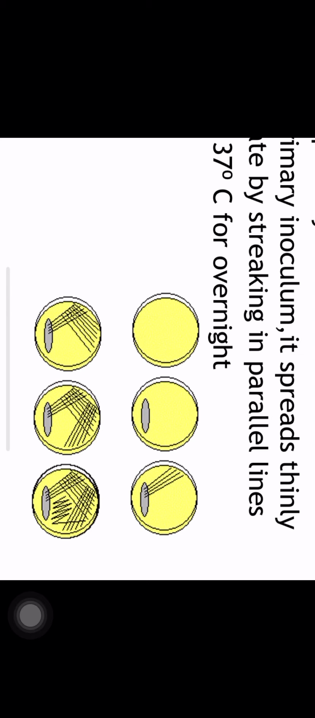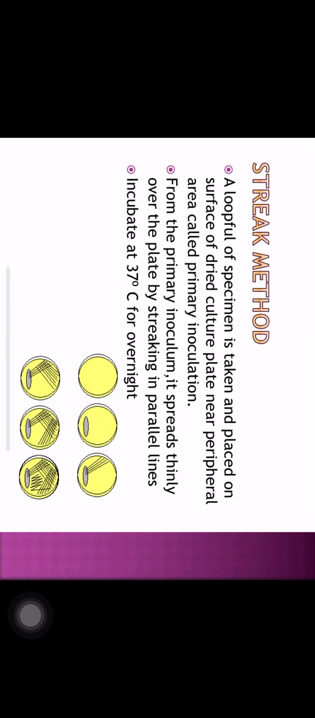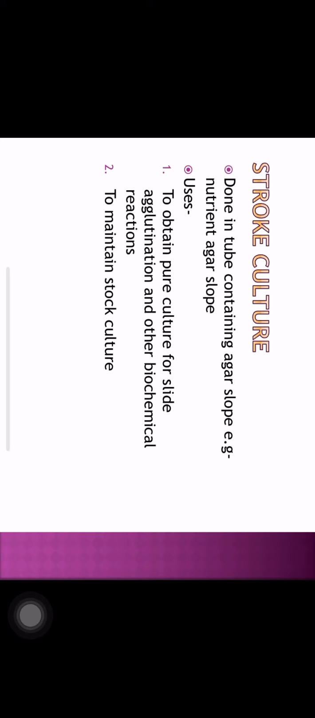So the journey begins from the well, and from the well it moves in a circular manner, and it ends up at some point where you get isolated colonies of bacteria. This is done on the petri dish. This method of inoculation is known as the streak method. What are the advantages of the streak method? It is a routine method employed for culture. Isolated colonies can be obtained for identification of bacteria. Pure culture can be obtained from the clinical specimen.